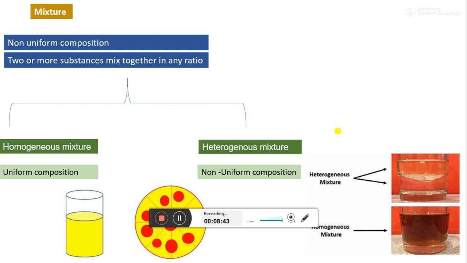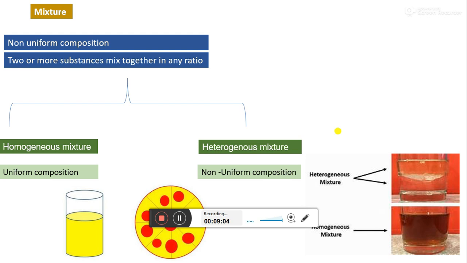Now I'm just going deep into the mixture. Mixtures, you know, don't have a uniform composition. You can mix anything in any proportion, right? Any ratio you can mix anything. Now mixture is classified into two types. First is the homogeneous mixture, second is the heterogeneous mixture.